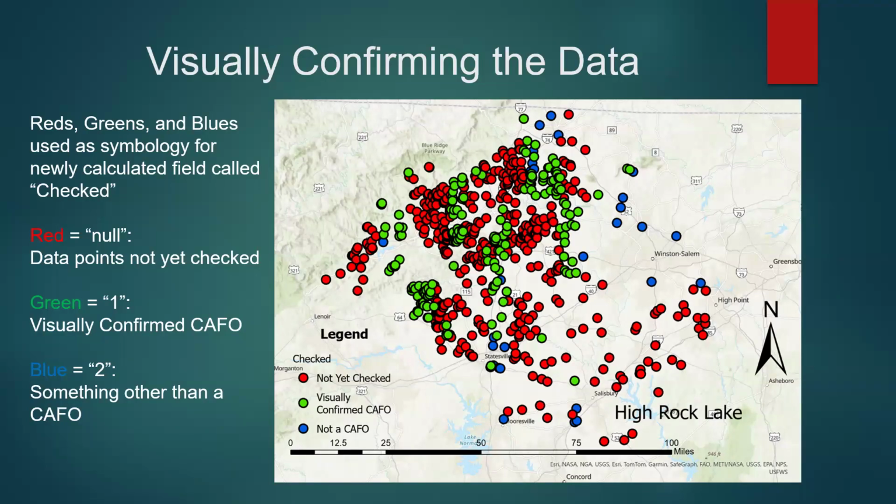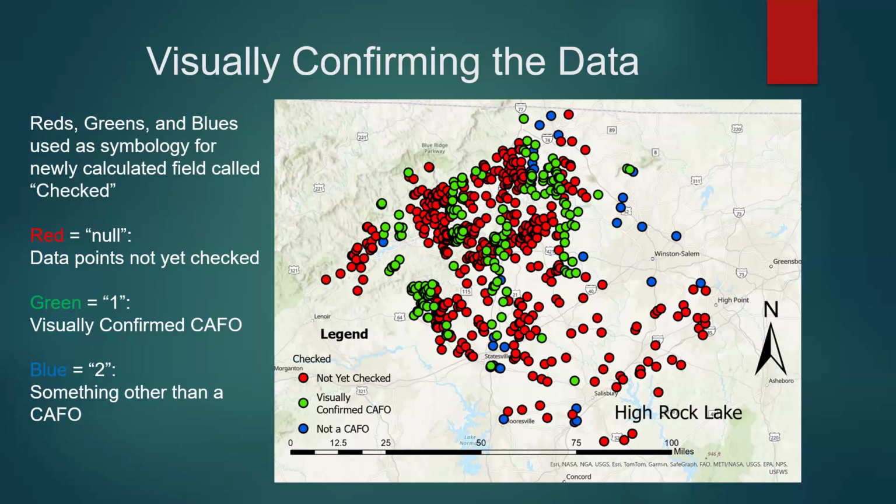So the first thing I did was I used the clip tool in ArcGIS Pro to clip the initial data set to the High Rock Lake watershed boundary. Now there were only 623 data points for me to work with. I created a new field in the attribute table and I called it checked. All the values began as null and are symbolized in red. As I visually checked each data point, I would add a value of either 1, displayed in green, to show a visually confirmed poultry CAFO, or 2, displayed in blue, to show something other than a poultry CAFO, or what I call the false positive.